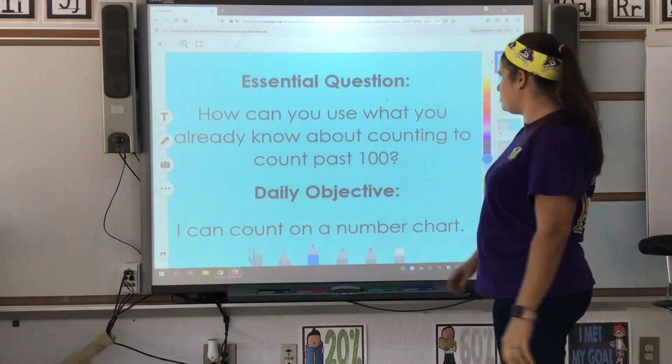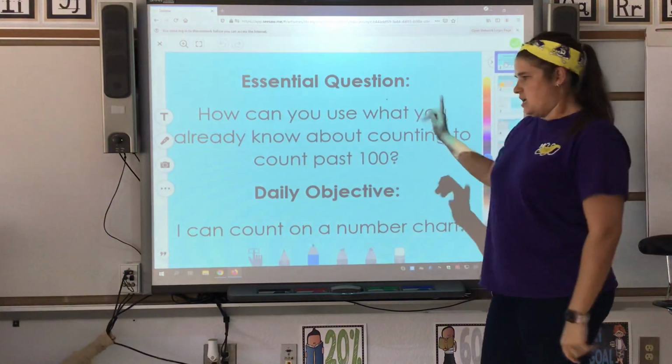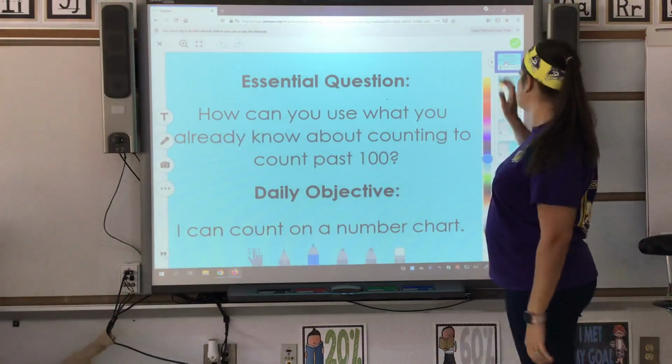Potential question: How can you use what you already know about counting to count past 100? I can count on a number chart for our daily objective.